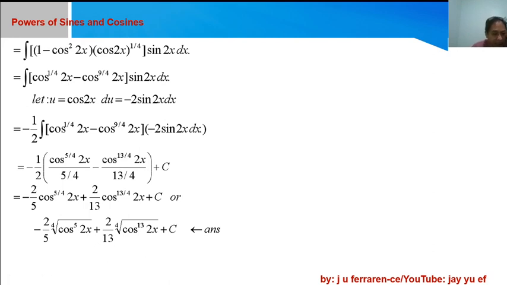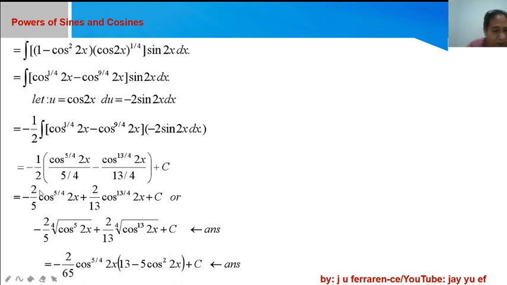Another way of presenting the answer is to apply factoring. Between the constant coefficients, I have a common factor of 2. I also have a least common denominator of 5 and 13, which is 65. So I can remove minus 2 over 65 together with a cosine. Consider the lowest power because we are taking a common factor. So that is minus 2 over 65 cosine raised to the power 5/4. First term, if you divide, that is minus 2/5 divided by minus 2 over 65. The result of which is 13.